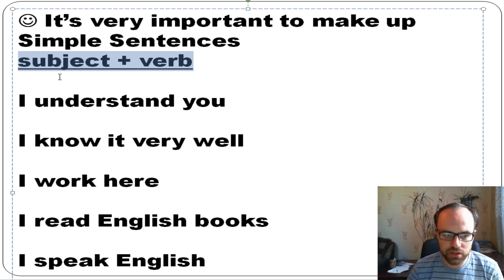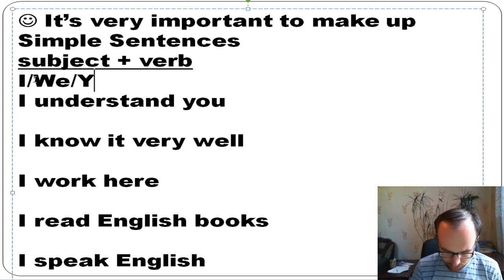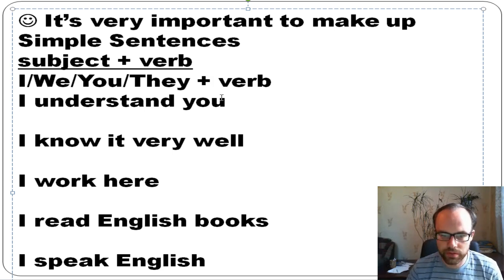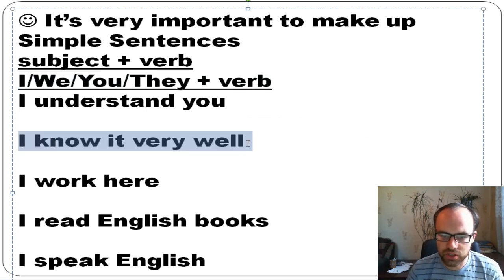So you see, I understand you. I is a subject and understand is a verb. So subject plus verb, or I, we, you, they plus verb. Look, I know it very well. I is a subject and know is a verb.